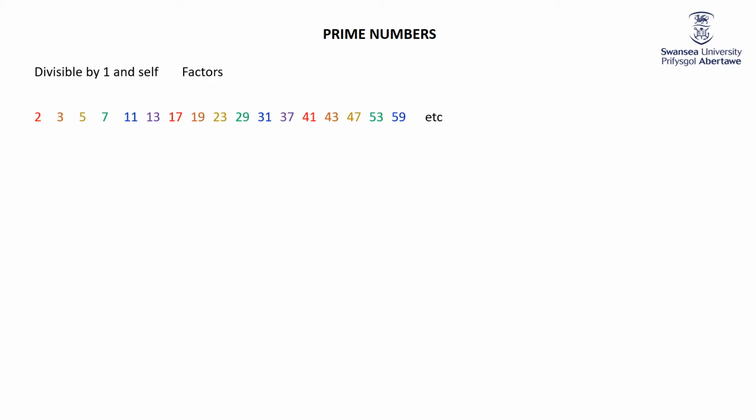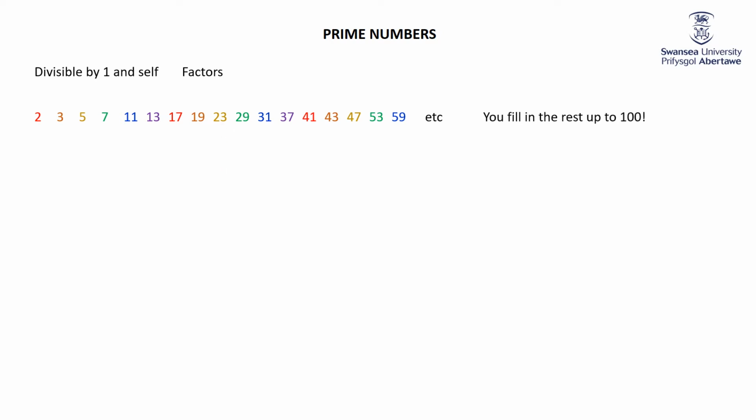And here are the first prime numbers up to 60. So for example, 11. You can divide 11 by 11 and get 1. You can divide 11 by 1 and get 11. So you say its factors are 1 and 11, but nothing else. 23, you can divide by 23 to get 1 and divide by 1 to get 23. So its factors are 1 and 23, but you can't divide anything else into 23 and get a whole number.